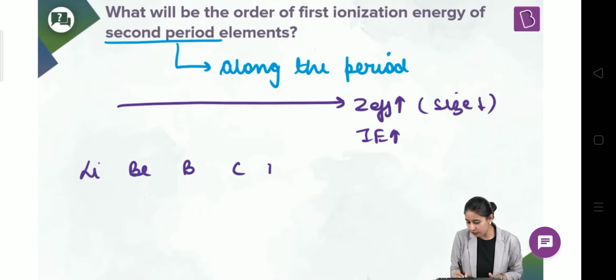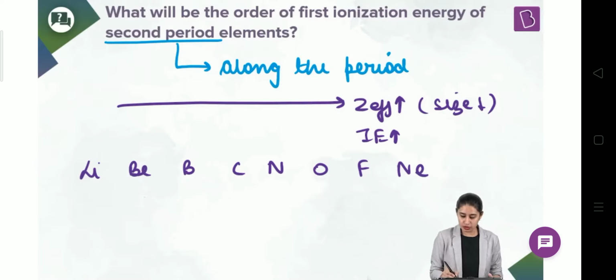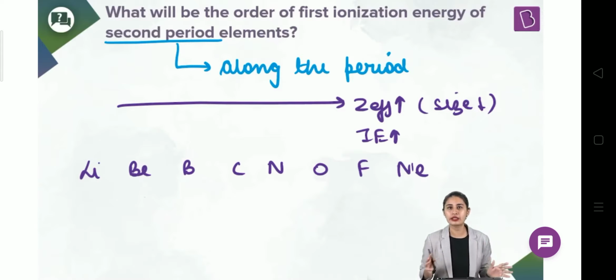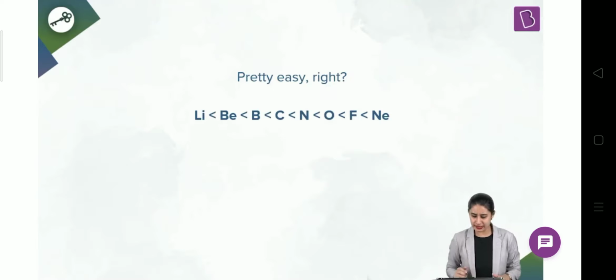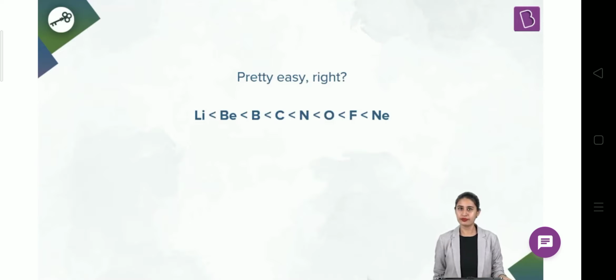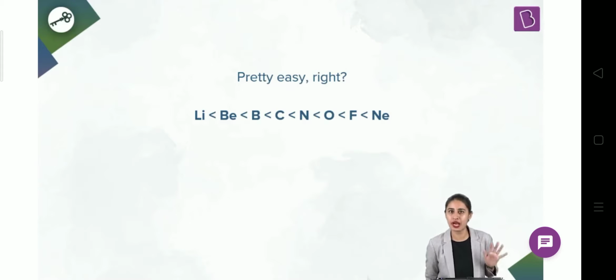Okay, but if we have this fair idea, we know that the second period means Li, Be, B, C, N, O, F, Ne. So lithium, beryllium, boron, carbon, nitrogen, oxygen, fluorine, and neon. These are the second period elements. So of course, the order is pretty simple, which I am sure looks something like this. Do you agree? What do you think? Give me a yes or a no. I just want a yes or a no, not an explanation, nothing else. If we know the general trend, this is what we are going to answer.